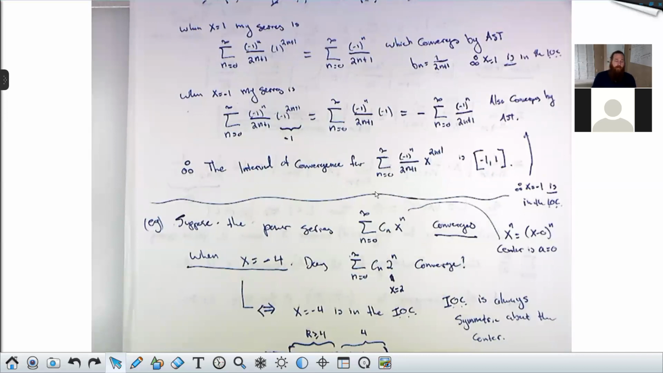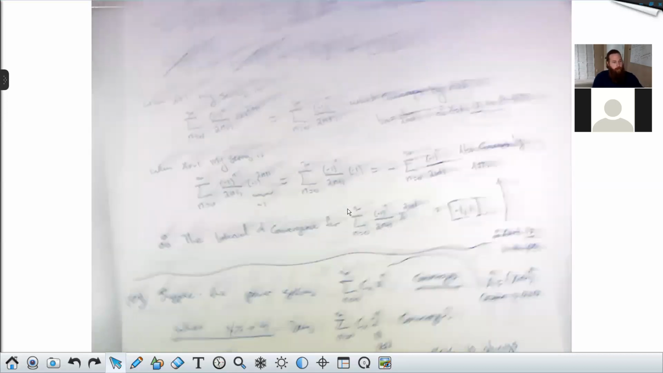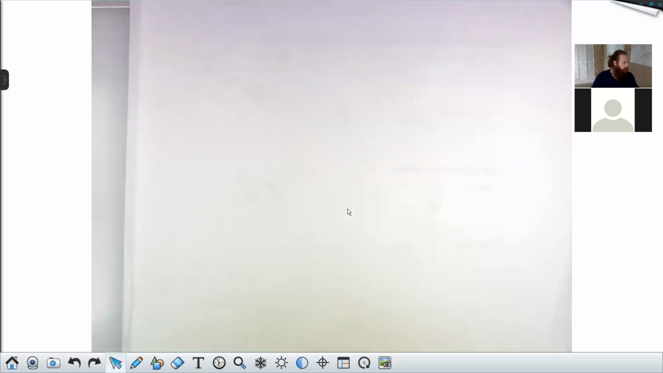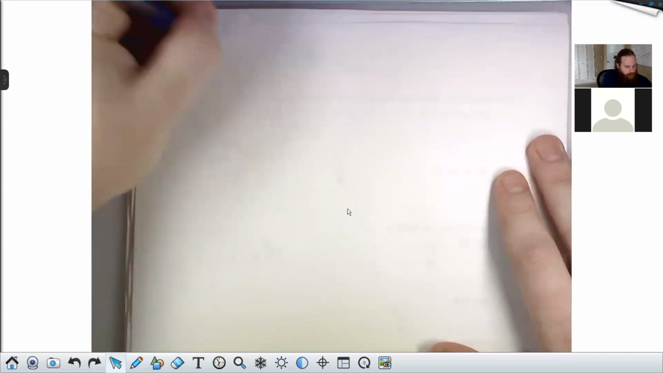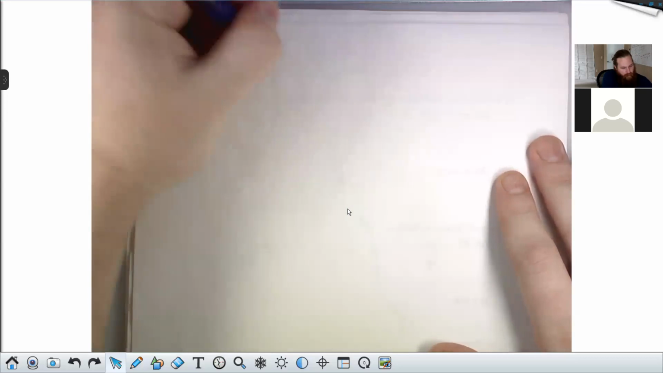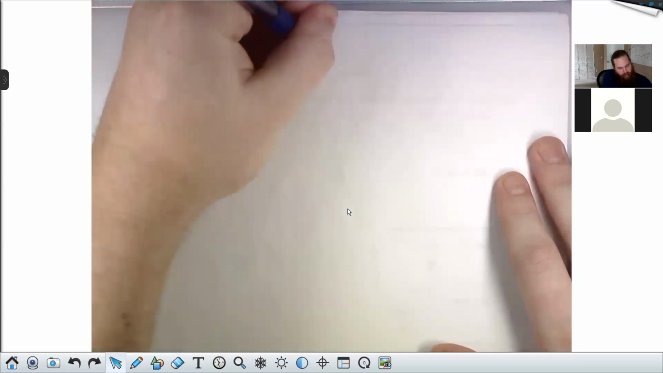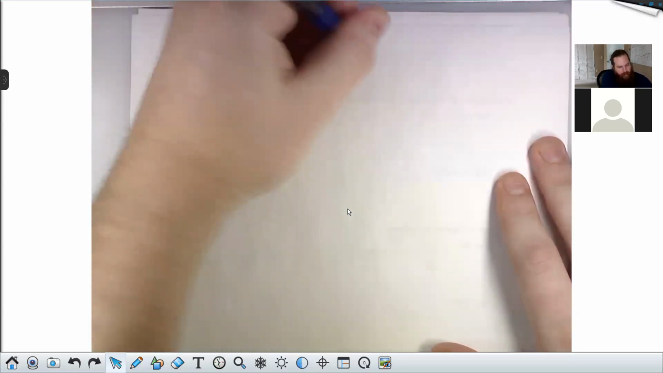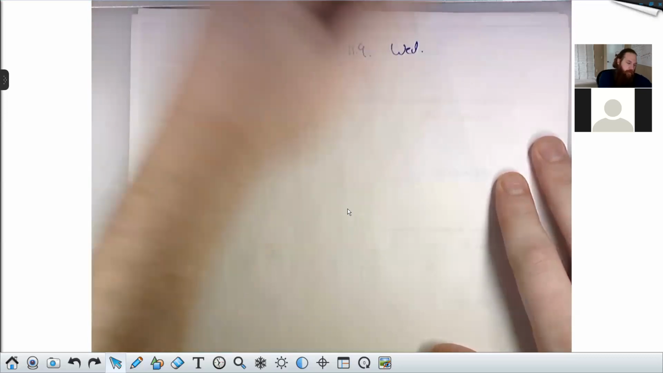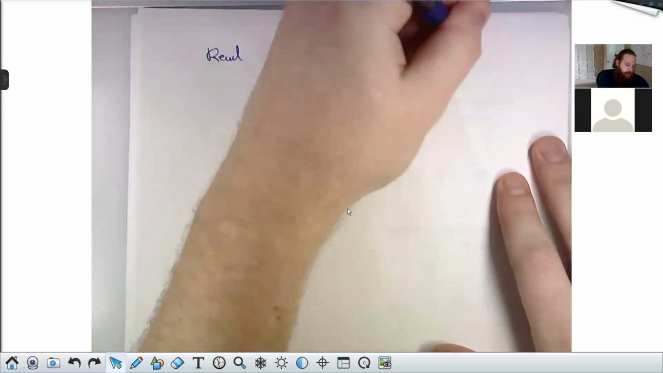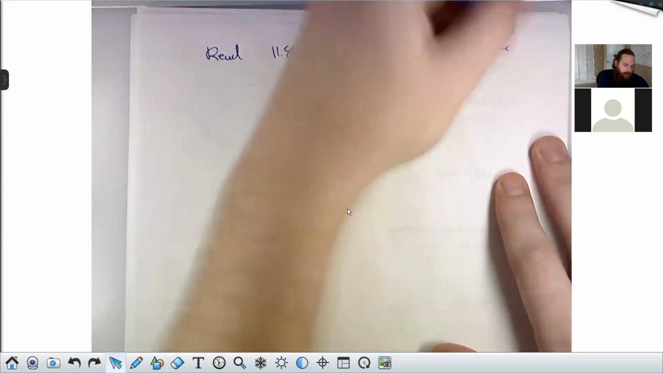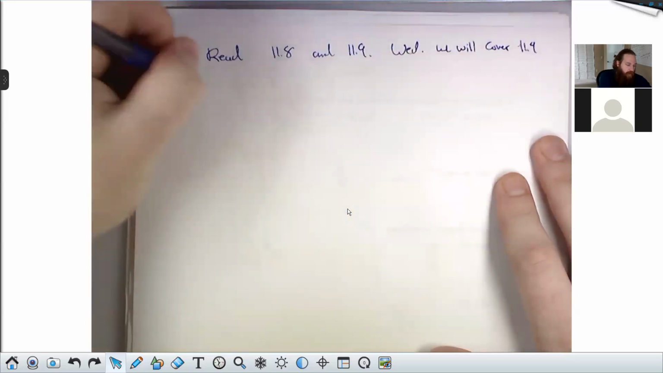It's going to start by working with geometric series and rational functions. And then we're going to develop what's called Taylor's theorem. So it would be wise for you to read section 11.9. 11.9 is one of the hardest sections in the book. People do struggle with it, so please read 11.8 and 11.9. Wednesday, we will do 11.9, which is a hard section.